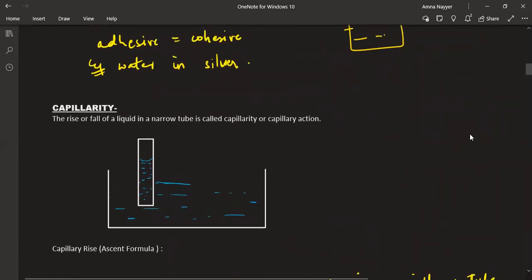Now coming to the topic, capillarity. What is meant by capillarity? See, I have this tube in this water filled, I filled this container completely. I am filling this container completely with water and I have inserted a tube. I'll notice there will be a level of the water. Now what will I do?